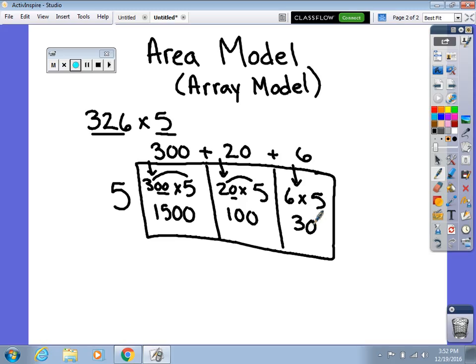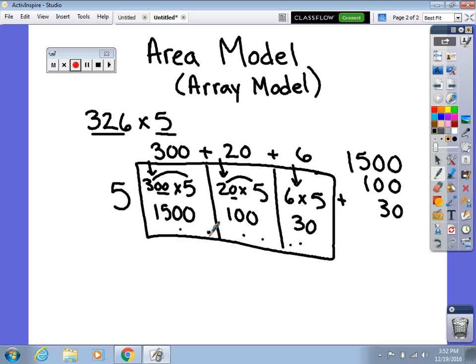Now that I've solved these 3 individual parts of the problem, I'm going to put them all back together to find the total. And I do that through addition. So I'm going to add 1,500 plus 100 plus 30.